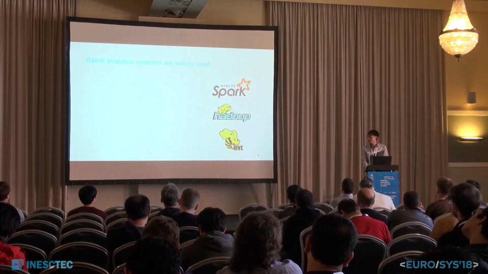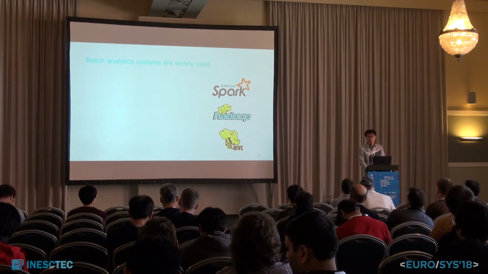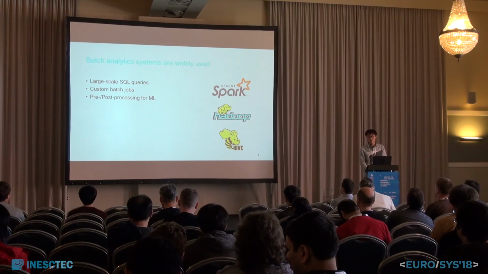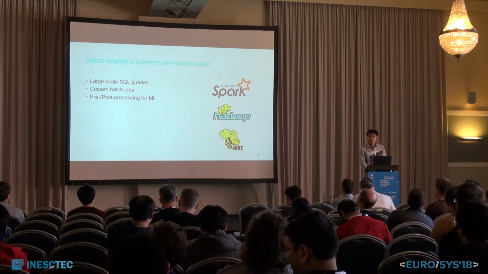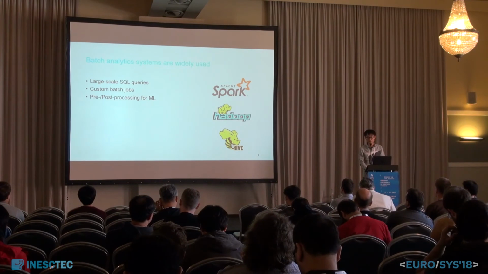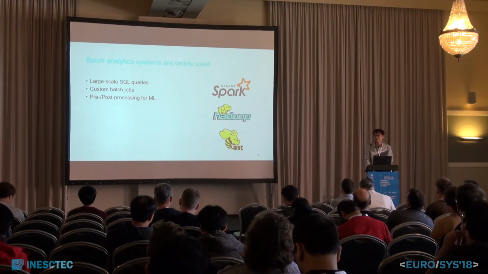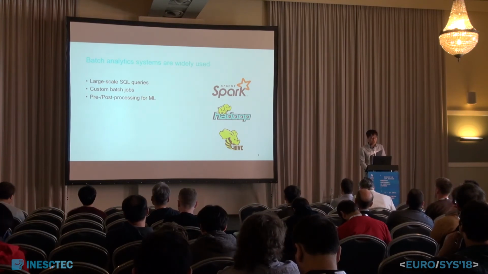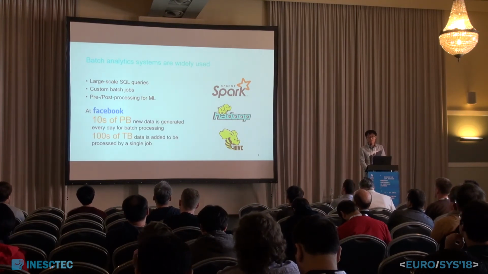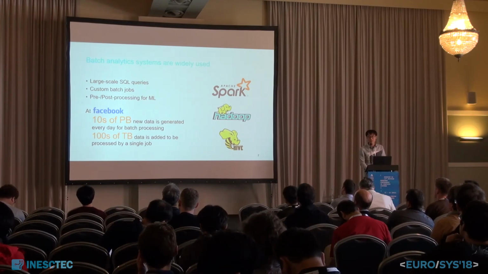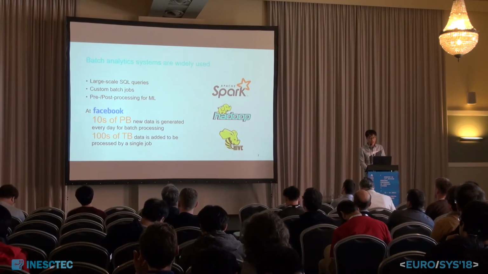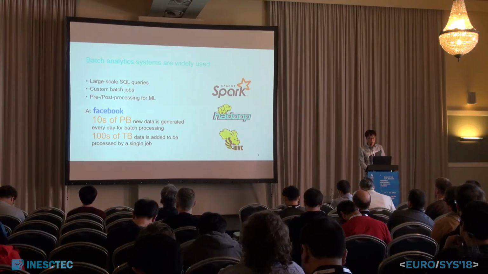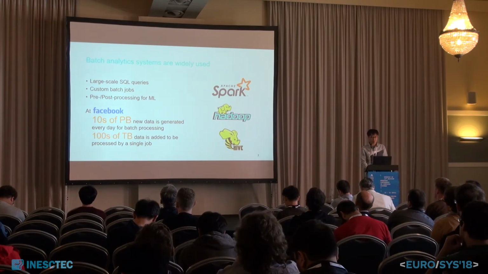As we all know, big data analytics are widely used in big companies such as Facebook and Google for processing large-scale SQL queries, custom batch jobs, and pre-processing and post-processing for machine learning workloads. The data that is getting processed by these systems is growing super fast. For example, the Spark deployment at Facebook is processing tens of petabytes of newly generated data every day. One of the largest jobs takes in more than 100 terabytes of data per day.